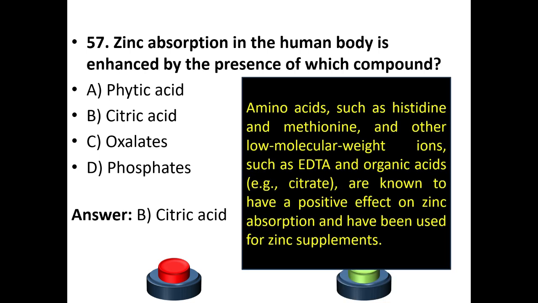Here on the right side you can see a box. Amino acids such as histidine and methionine, and other low molecular weight ions such as EDTA and organic acids, for example citric acid, are known to have a positive effect on zinc absorption and have been used for zinc supplements.